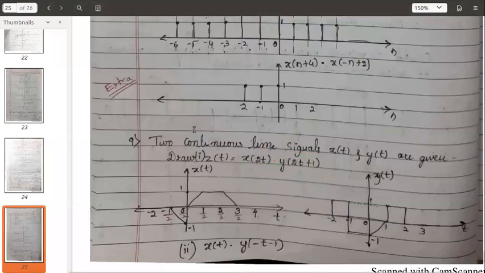Any other answer I got? Two times scaling, shifting, and multiplication. Okay, very good. I'm happy that you people are trying at least. So with these 4 operations, let's start.